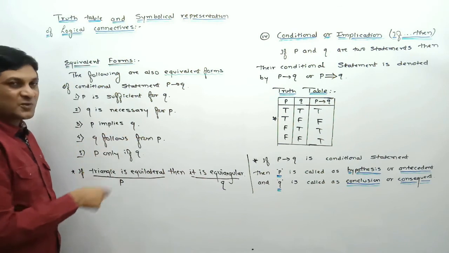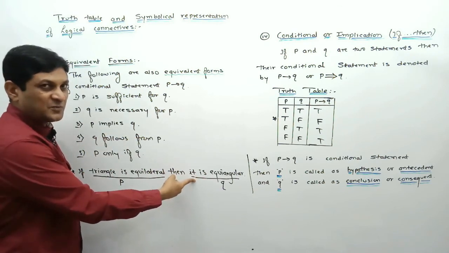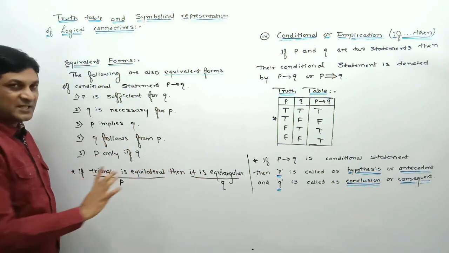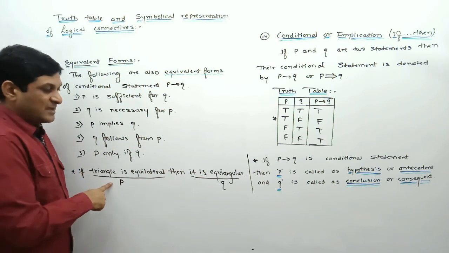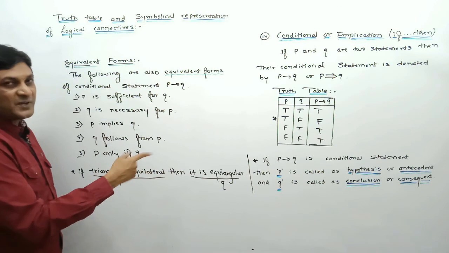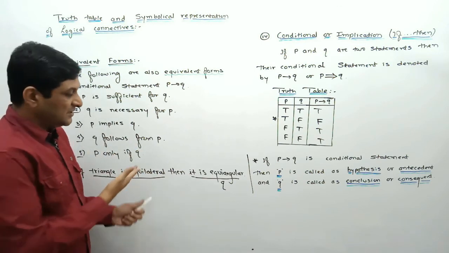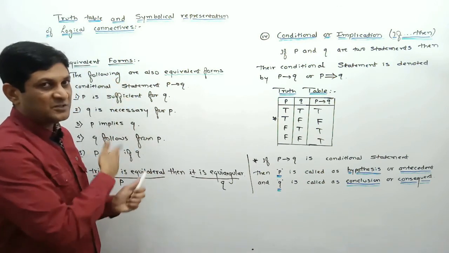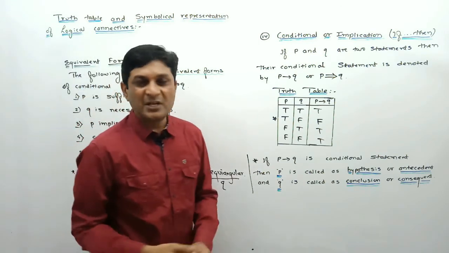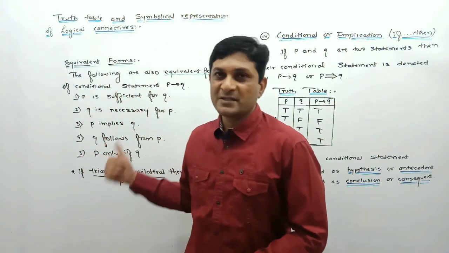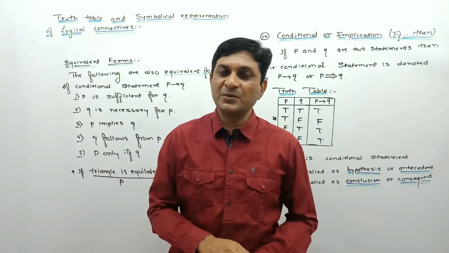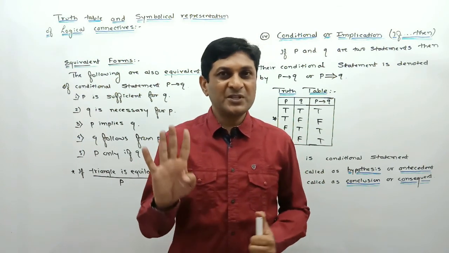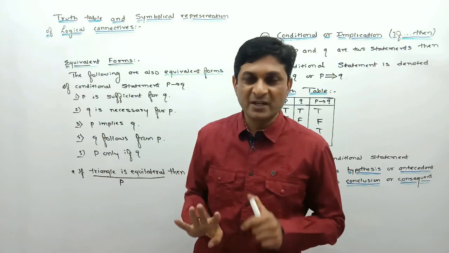Again, Q follows from P. Q means triangle is equiangular follows from it is equilateral. Again, P only if Q means triangle is equilateral only if it is equiangular. In this way this statement can be written in these different forms, and the meaning does not change. That's why we are saying that these are the equivalent forms of which logical connective? If then. So in this way we have discussed four logical connectives.